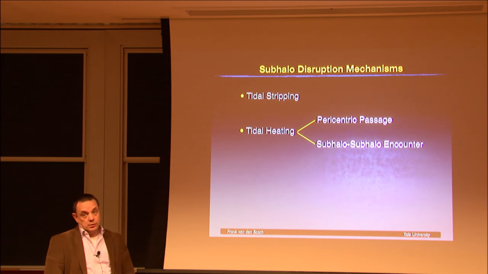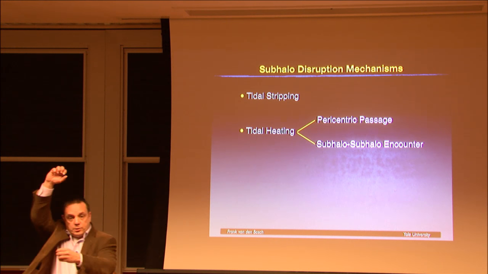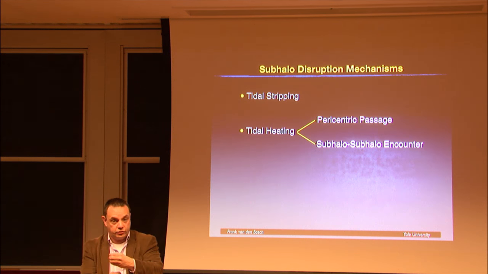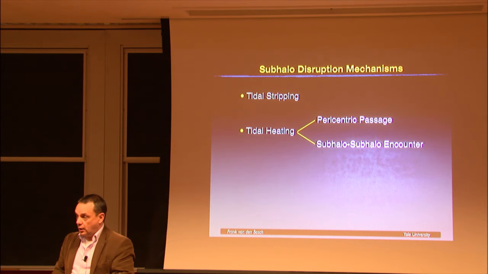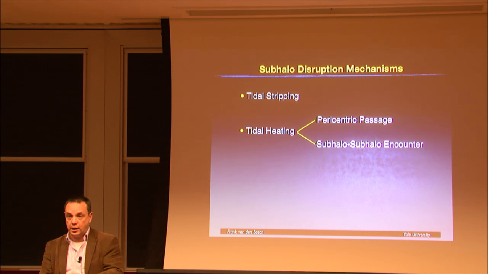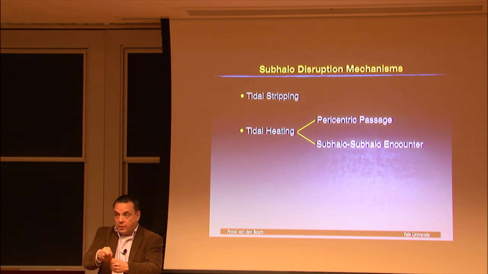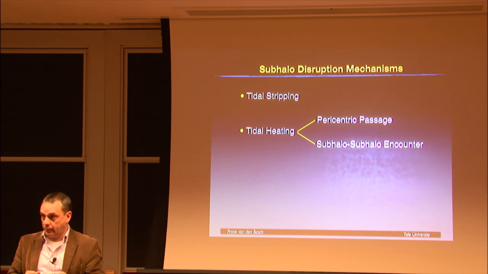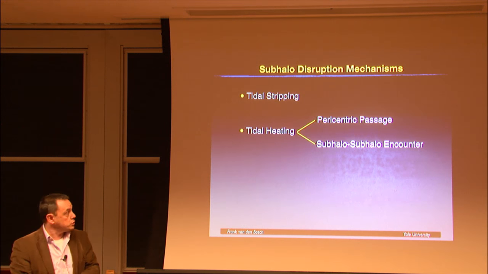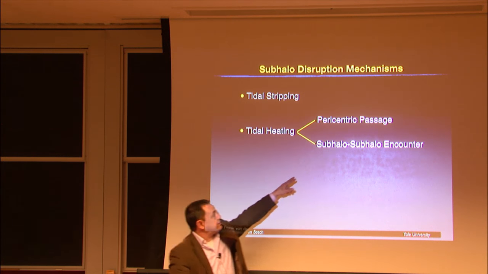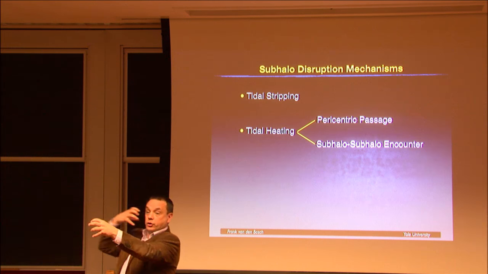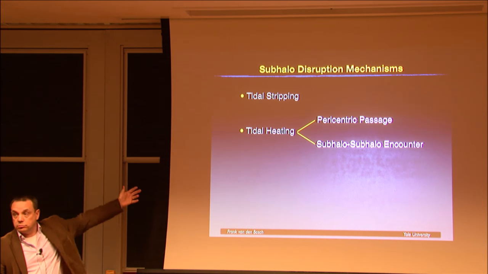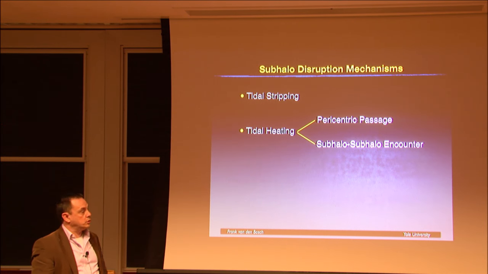Then there's tidal heating. Whenever a subhalo has a pericentric high-speed passage, it undergoes an impulsive shock. It's like an impulsive high-speed encounter with the center of the host halo, and that dumps energy into my subhalo. That will typically cause the subhalo to puff up and become more susceptible to disruption. Not only at pericentric passes, the same thing happens when a subhalo encounters another subhalo, which actually happens quite often. So that could be the dominant mechanism that causes disruption.